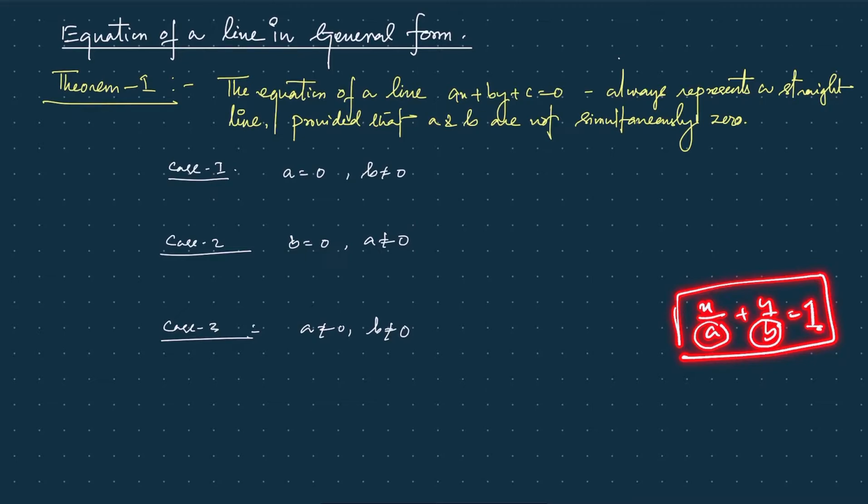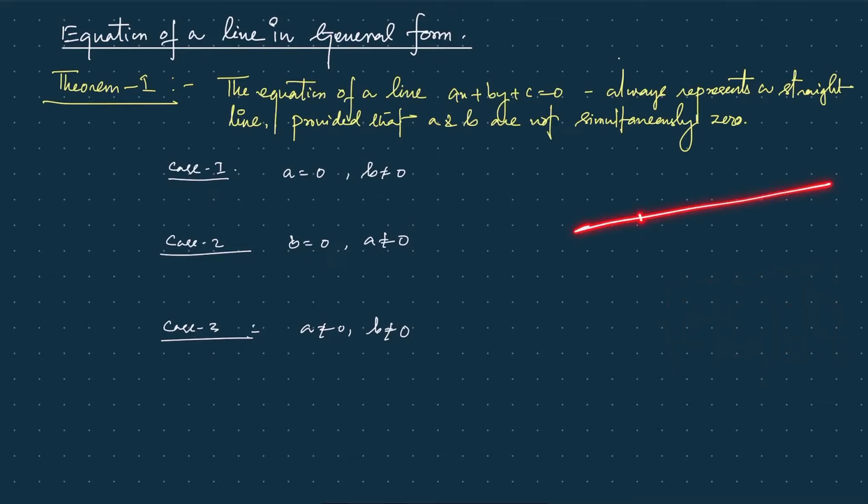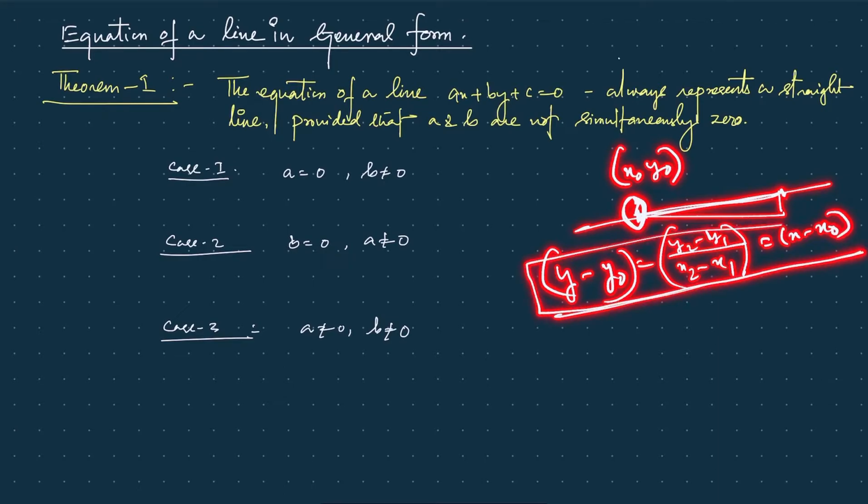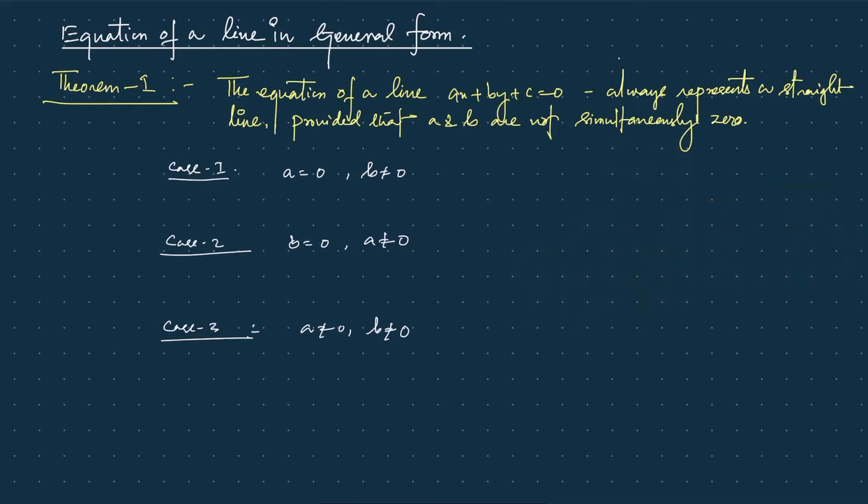If two points are given to us, how do we find the equation of a line? First you need to find the slope. How to find the slope? Slope will be y2 minus y1 divided by x2 minus x1. Then you take any one point, suppose this point is given as x0, y0, and write y minus y0 equals the slope times x minus x0. This is the equation of the straight line. If two points are given, you need to find the slope, then take any one point and put it in this formula. This is the equation of the straight line.